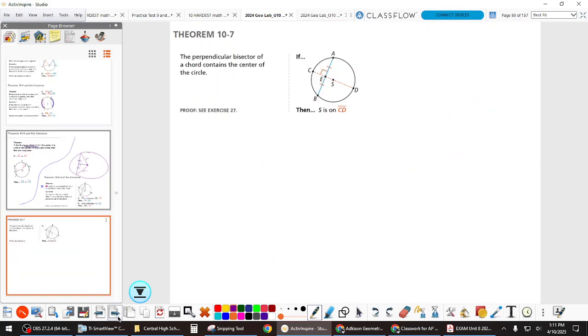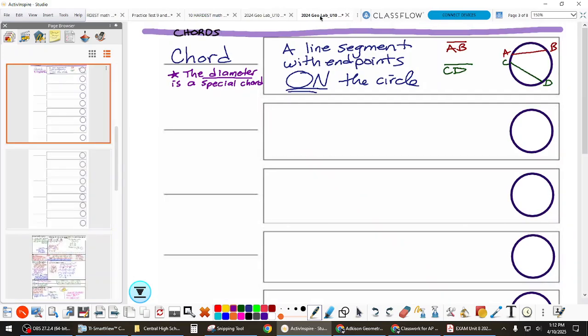Okay, so there's the 4. And then this one's a little bit less useful. I'm not sure we'll even write it, but basically if we're bisecting a chord perpendicular, it's got to go through the center. That's all that one says. And that kind of makes sense because you can't bisect something if you're like over there, right? That's all that one's saying.